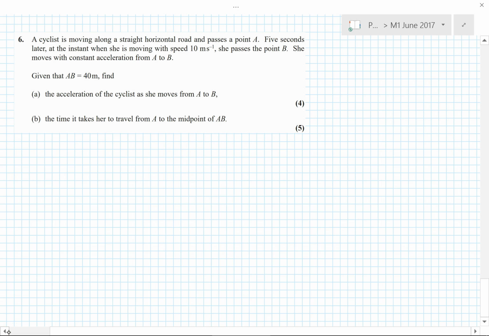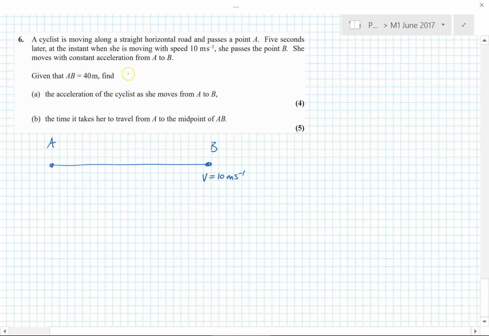So here we have an equations of uniform acceleration, or SUVAT equations, question. We've got a cyclist moving along a straight road, passes through point A. Five seconds later, at the instant she is moving with speed 10 meters per second, she passes point B. She moves with constant acceleration from A to B. So let's call that 10 meters per second at point B.